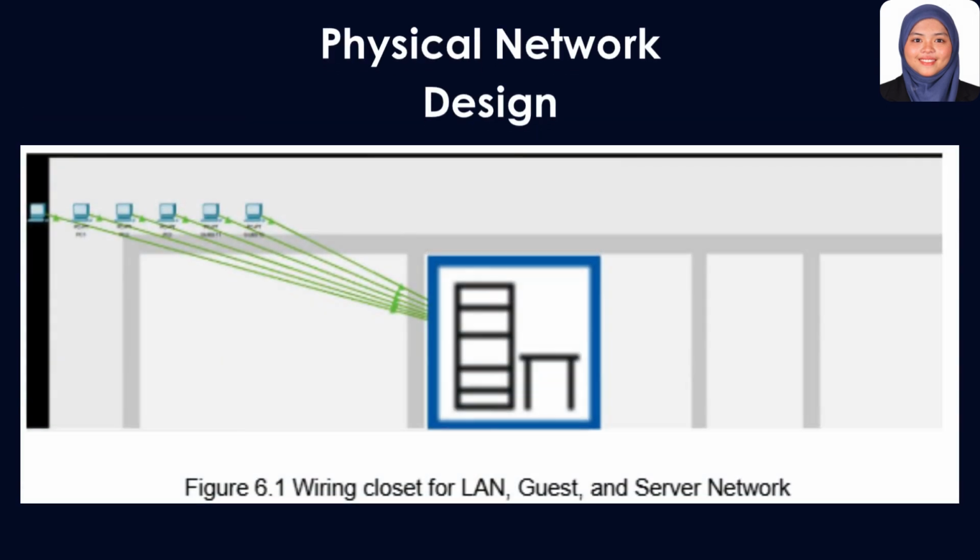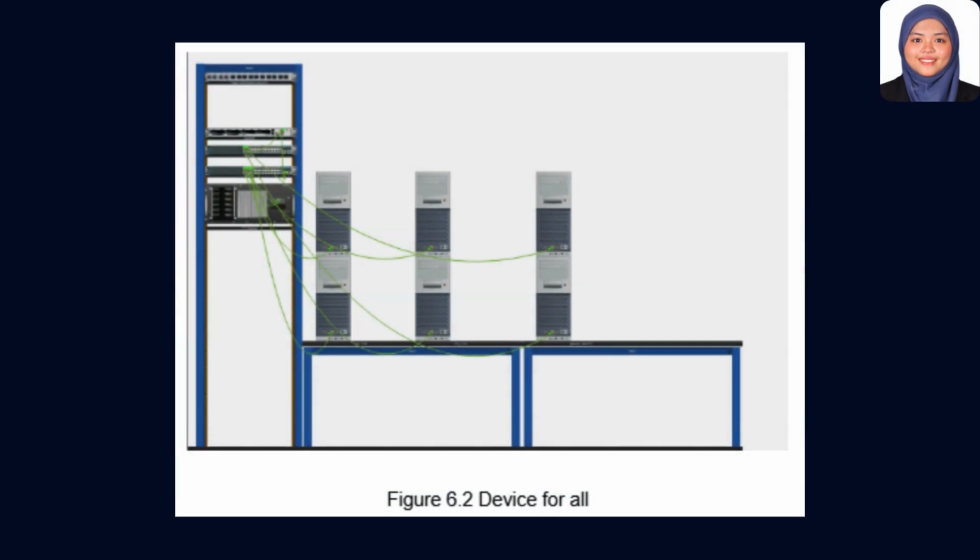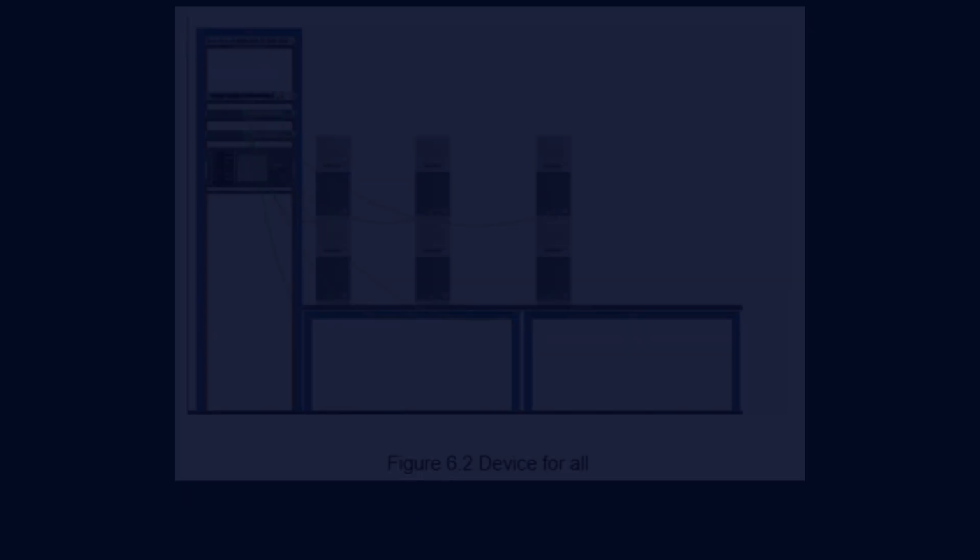Next, I am Nrl.Asyiqin binti Alimin, and I will explain the physical network design. So, this figure 6.1 shows the wiring closet for the LAN, guest and server network. Next, this is the overview of the physical design, where the router is connected with switch 1 and switch 2, switch 1 connected with PC1, PC2, PC3 and PC4, while switch 2 is connected with PC5 and PC6.